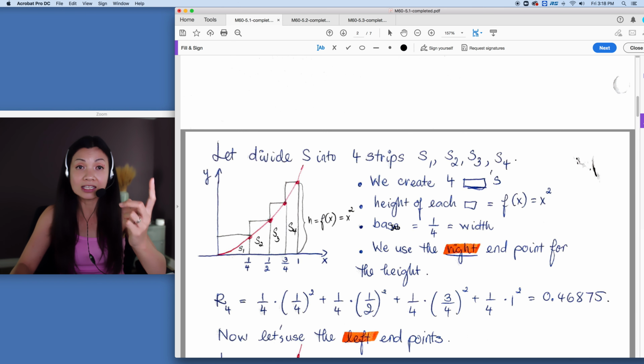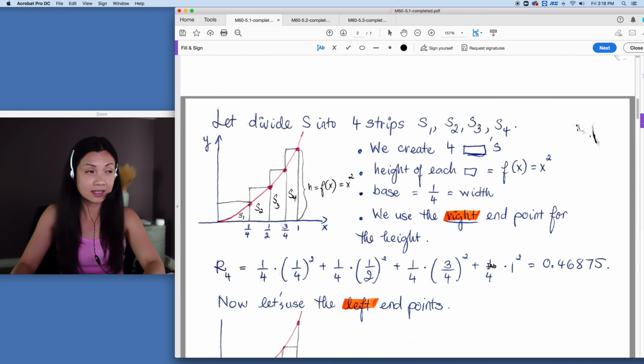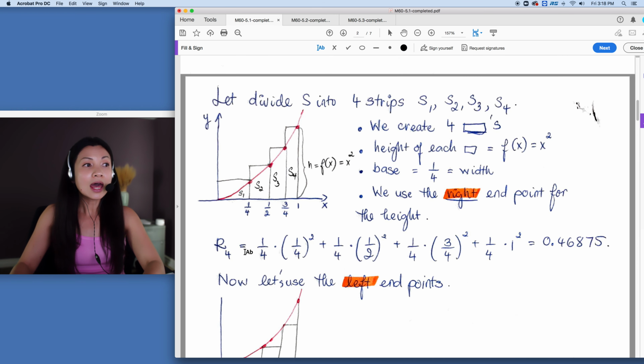The height of each rectangle is going to be x squared. The base right here you see is 1/4. From 1/4 to 1/2, that's 1/4, right? The width is 1/4. Now we're going to use the right endpoint for the height. That's why I denoted R4.